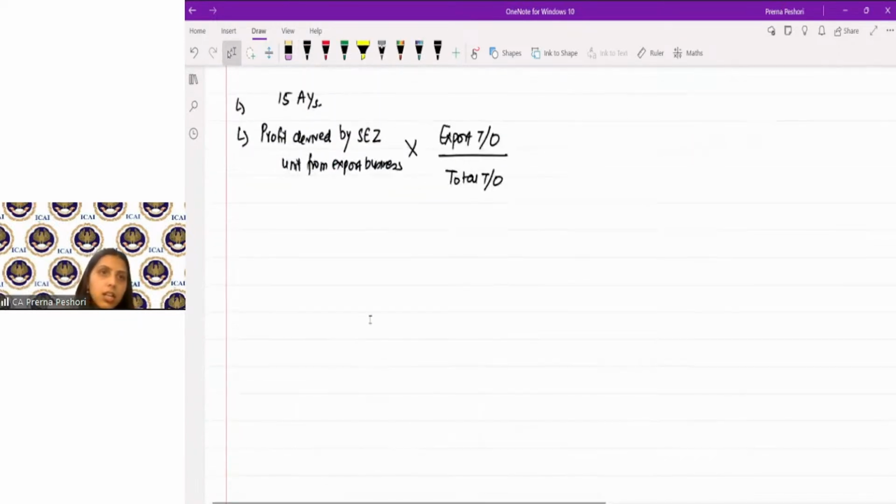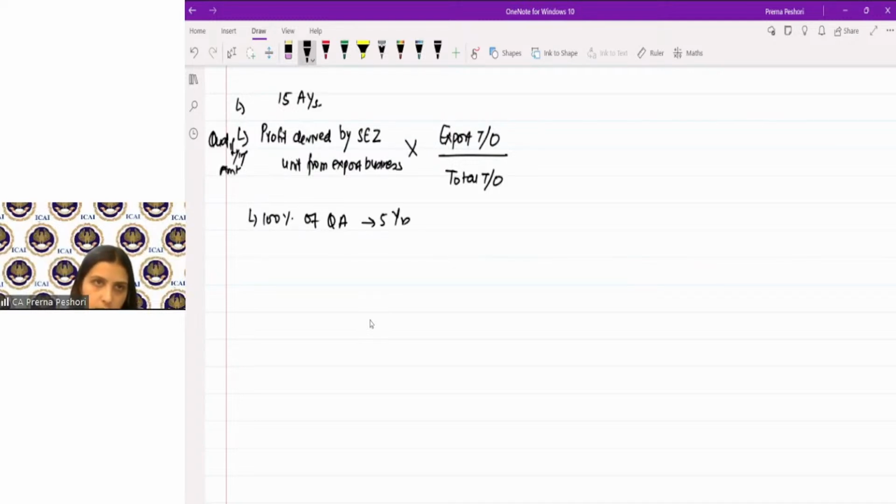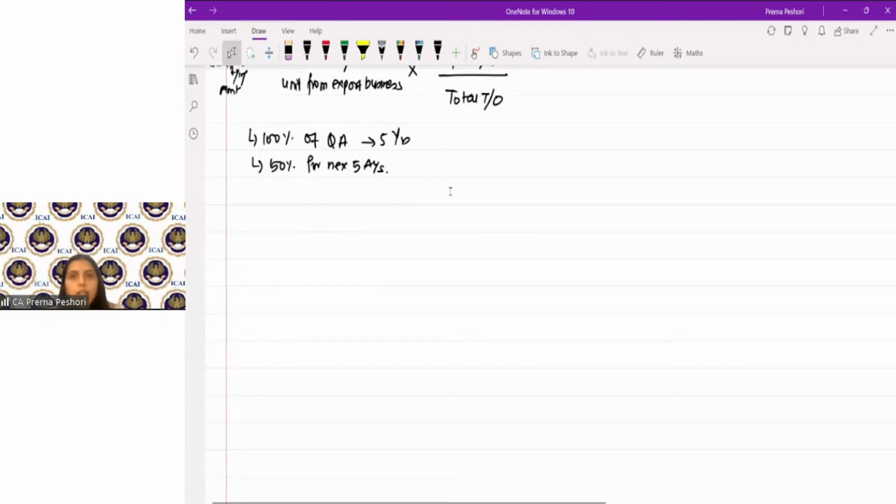And then 100% of this amount, so this is your qualifying amount. So 100% of qualifying amount for first 5 years, and then 50% for next 5 AYs is allowed. Are we clear? Right? So these are the deductions which are allowed. Okay, now there are some questions.